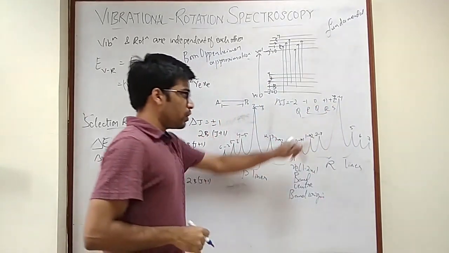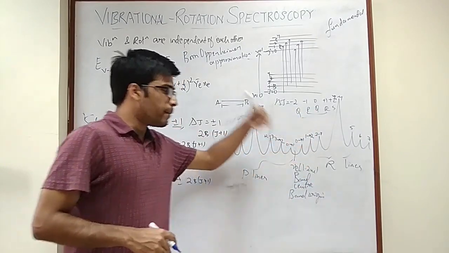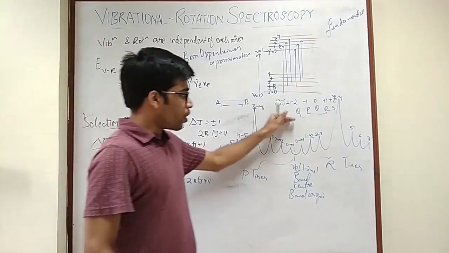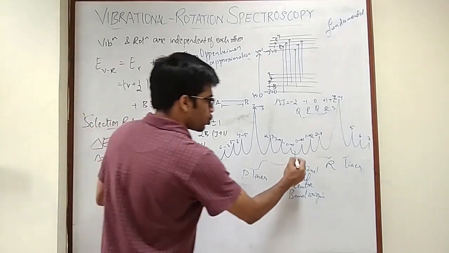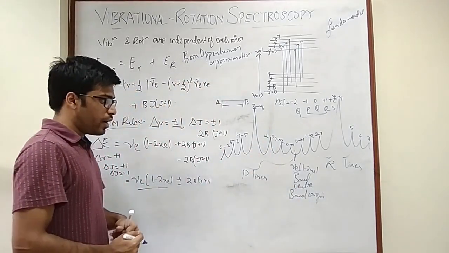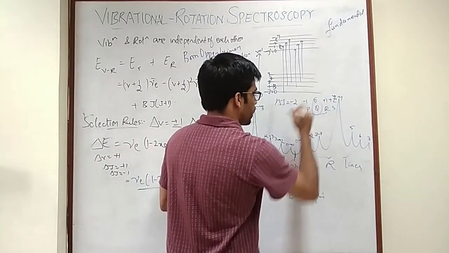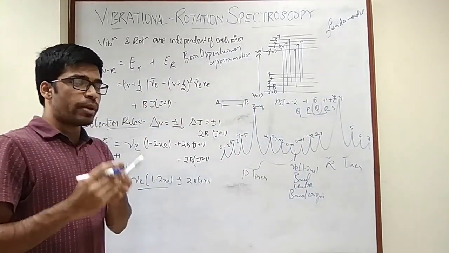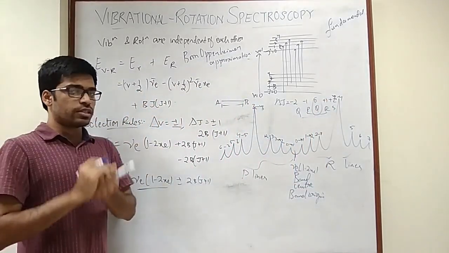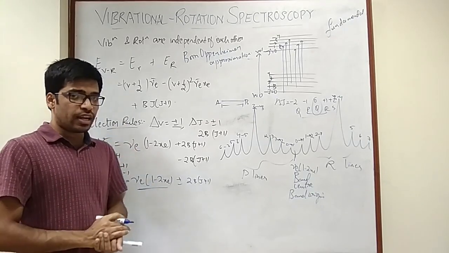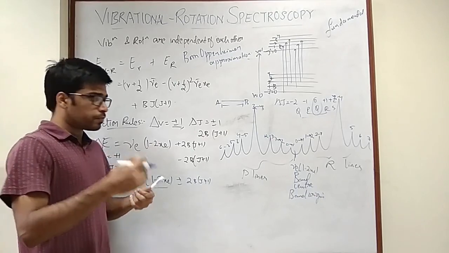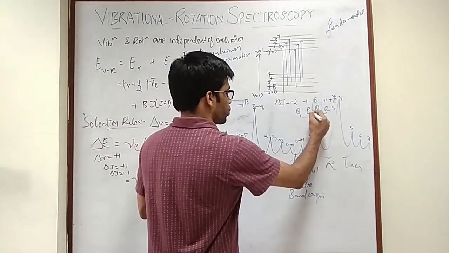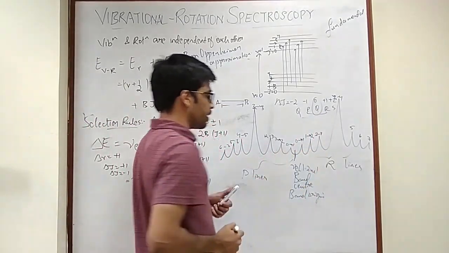In this lecture, we'll only focus on P and R, but in later lectures, we'll focus on Q and S when we discuss Raman spectroscopy. Now, why is there no peak at the band origin center, when delta J equals 0? Delta J equals 0 means there is no rotation taking place in the molecule. It remains in the same energy level. That is possible, but that is not what we are studying, and we will not be able to detect it. So that is why we don't see any peak at the band center.